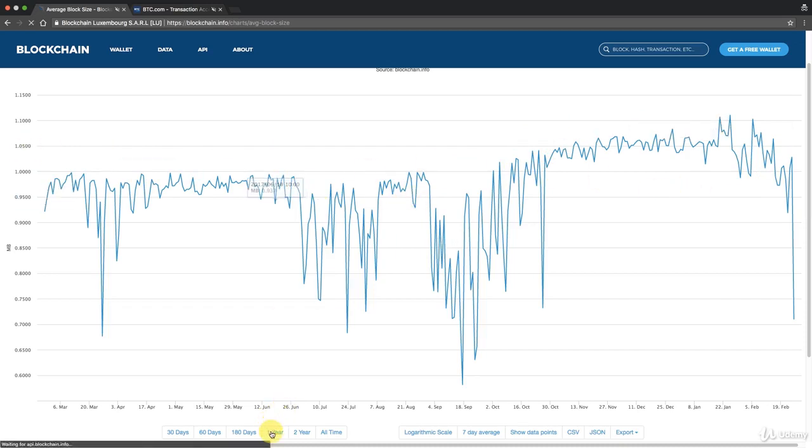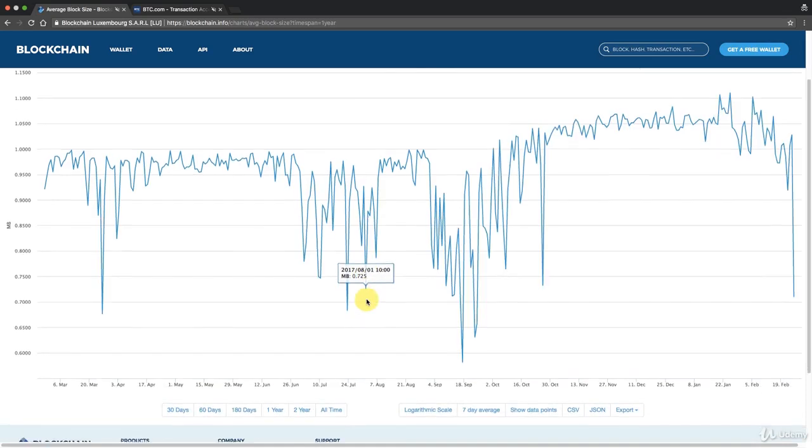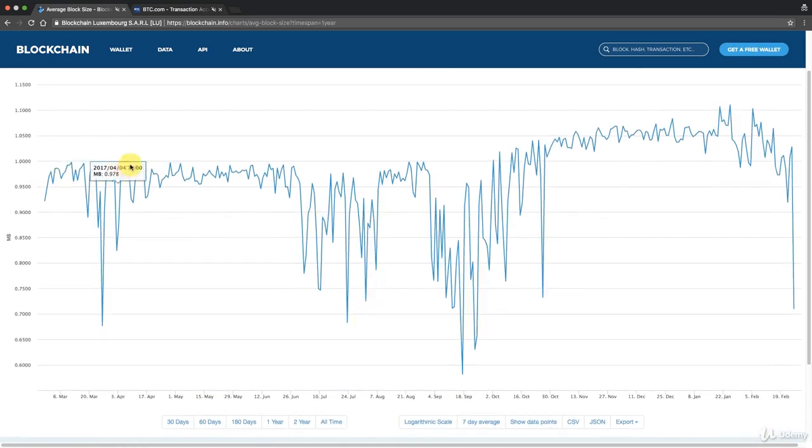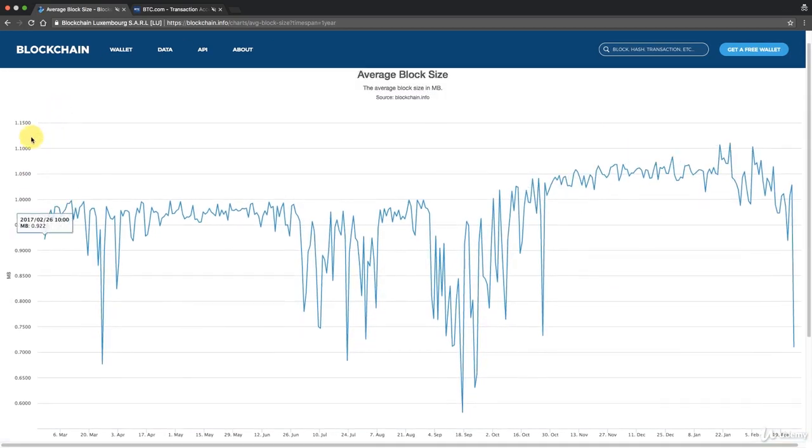So more or less all the time, this chart should be around 1 megabyte. Sometimes things happen, I guess, but it doesn't go up to 2 megabytes or down to consistently half a megabyte. It's always around 1 megabyte. That's because miners generally want to maximize the usage of that block because they don't want to leave it half empty. They want to put in as much as they can in order to get as many fees as possible.